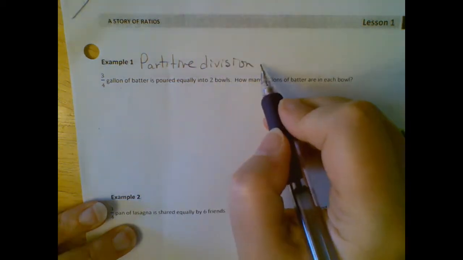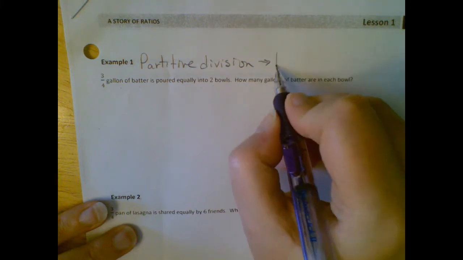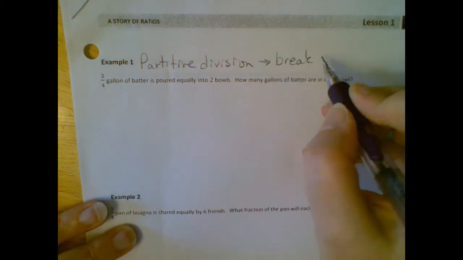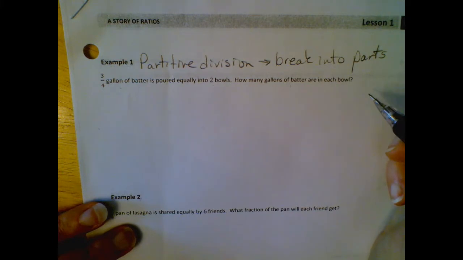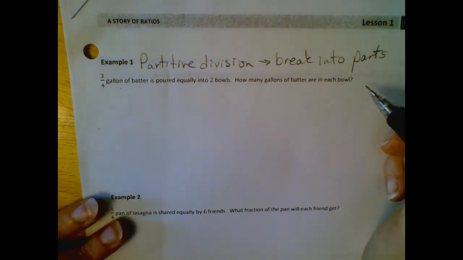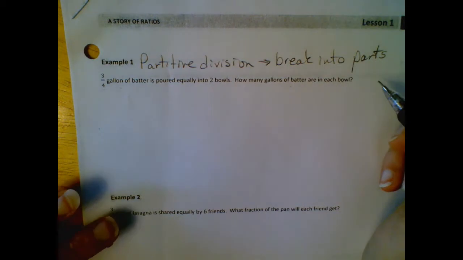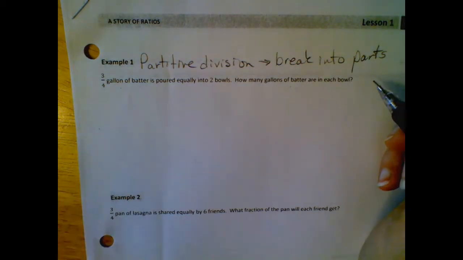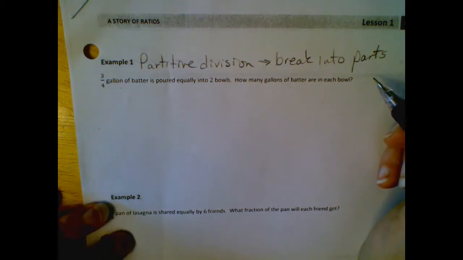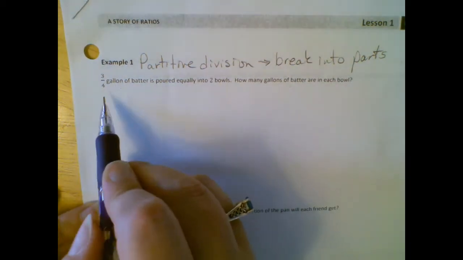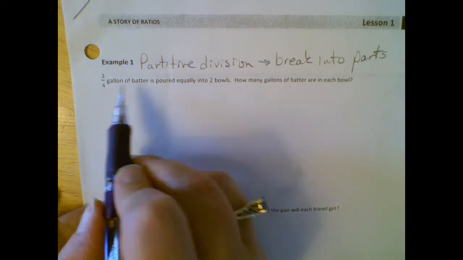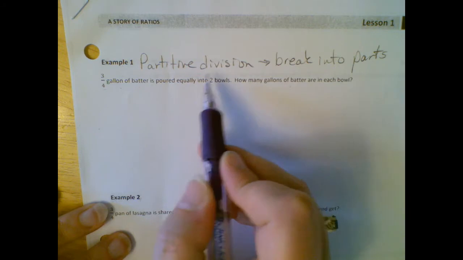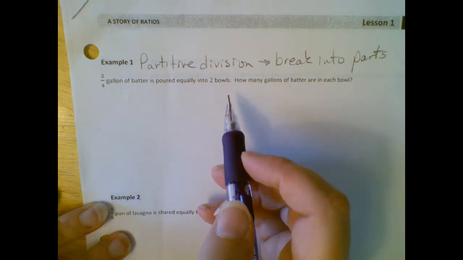And when you have partitive division, you break something into parts. Mainly today what we are doing is partitive division, where we're taking something and breaking it into parts. In lesson number 2, we'll do a different kind of division and we'll talk about that later. So for example, our first problem, we have this 3/4 gallon of batter and we're breaking it into 2 parts, which is our 2 bowls.